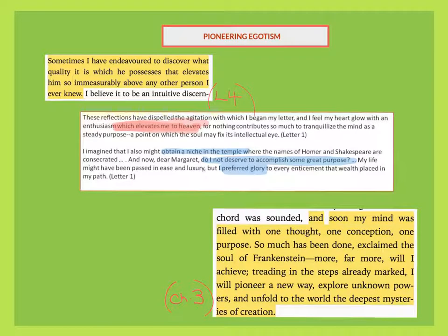Okay, let's start to pick up the pace and look at some smaller quotes in a more speedy manner. So here's our first one here. We're going to look at some quotes relating to pioneering egotism now. And our first one here is from letter 4 from Robert Walton.